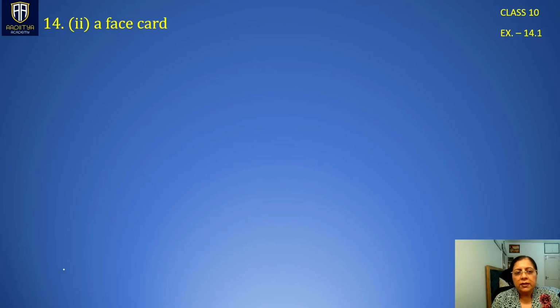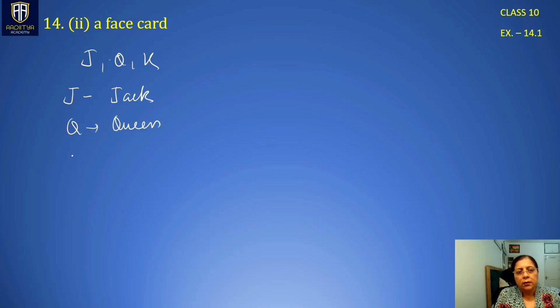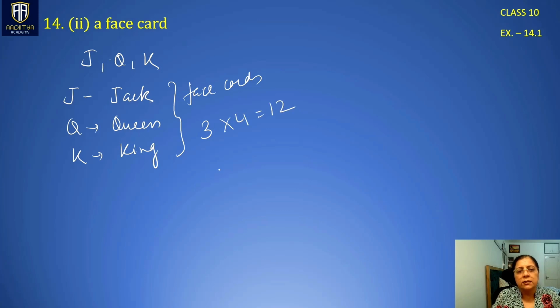Next question is a face card. As I told you, we have J, Q and K. J stands for Jack. Q stands for Queen. And K stands for King. Every suit has got these 3 face cards. Right? These are face cards in one suit. These are one suit and we have 4 suits. 3 face cards in one and 4 suits. So we have 12 face cards.